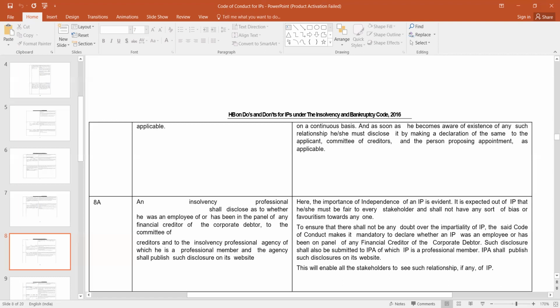So what could be an example of being on the panel of a financial creditor of the corporate debtor? It means the CD is XYZ Limited and PNB is the banker, and you have been on the panel of PNB. You are the concurrent auditor for that bank. Now, whether you should accept that assignment or not, that is the point. Here there is no bar on accepting the assignment, but you have to disclose this.